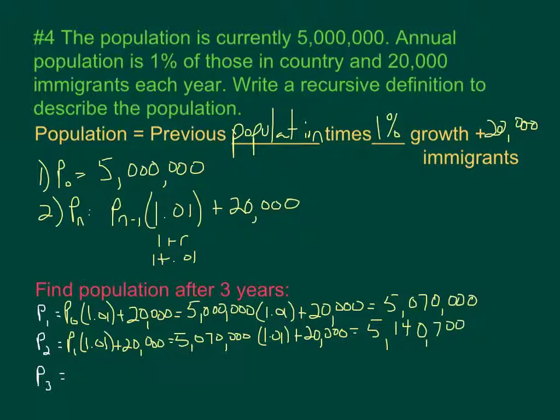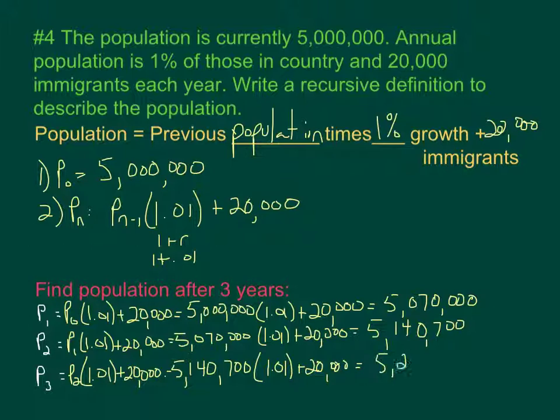And then finally, the population after 3 years would be P2 times 1.01 plus 20,000. That equals 5,140,700 times 1.01 plus the 20,000 immigrants who are going to come in that year. Answer, 5,212,107. So there was just an example of using a recursive definition to estimate the population of a particular country after 1, 2, or 3 years.